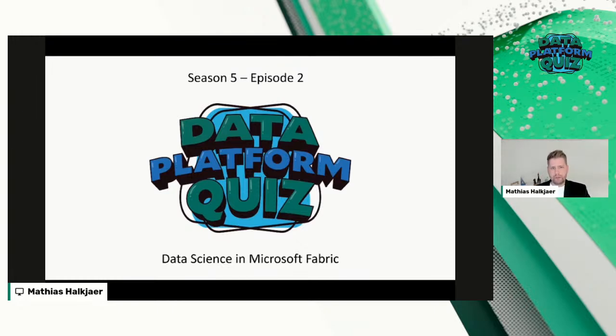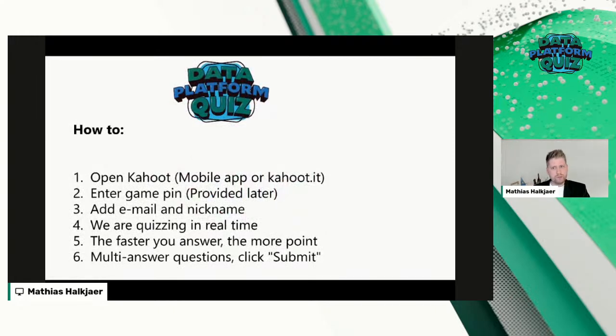And for you to be able to participate, you need to do the following steps. You need to open Kahoot. You either do this by downloading the mobile app on your phone. It shouldn't take much more than half a minute, and you will have plenty of time to do so. And if you're not wanting to use your mobile phone, or you just want to do the browser-based version, you can also go to kahoot.it, and everything will be there and ready for you. Then you need to enter the game pin, which will be provided later in the show in a few minutes.